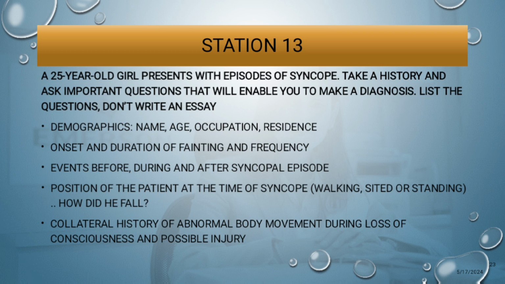So usually when someone faints, you have to ask for collateral history. So who were the people present after the patient had fainted? Ask them, was there any body movement during the loss of consciousness? You are trying to rule out it being a seizure. If they say no, you can still ask them about any possible injury. So did she fall and hit herself anywhere after falling? You just ask someone who might have been present after the fall.